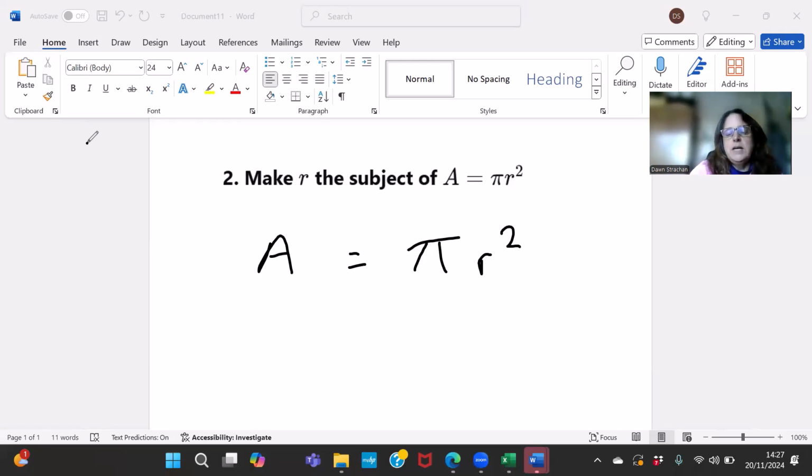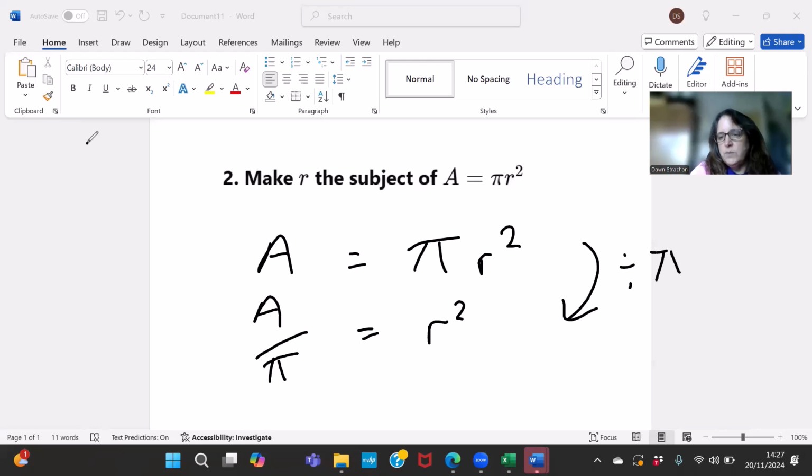So what we'll do is, at the minute, we've got pi times the radius squared. So like in the last one, to get rid of the times, we'll divide. So that means we'll have the area divided by pi, which will leave us with the radius squared. So far what we've done is we've divided both sides by pi. Okay.